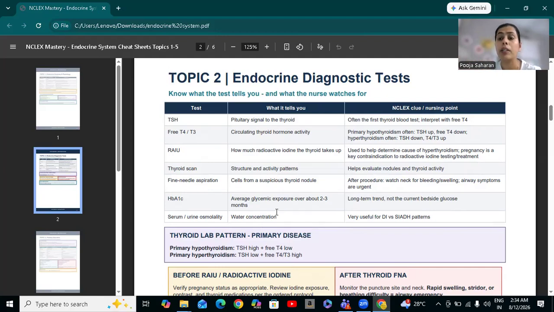And how the thing will be concentrated when you put in more amount and the water quantity is less. Yes, then only the osmolality will be increased.